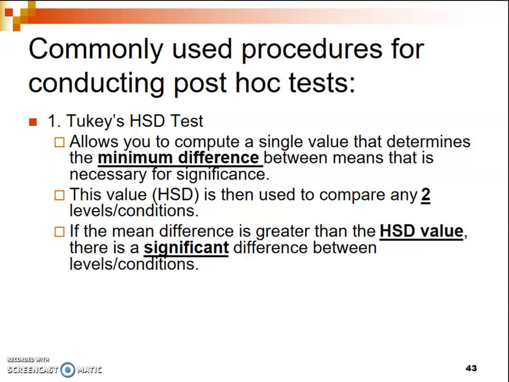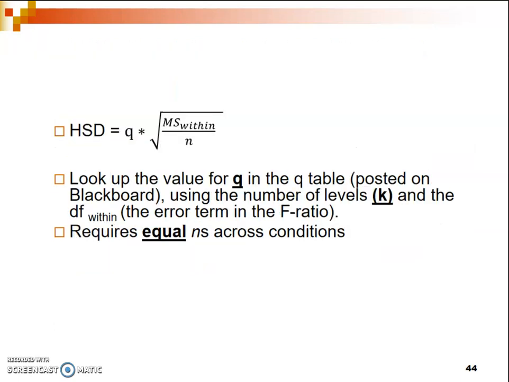So let me first tell you how to actually calculate that HSD value. So our formula for HSD is going to be, you take Q, which is a value that has to be looked up, okay? So make sure you make good note of that. That Q comes from a different table, and we are actually only going to use this Q table for this purpose of the Tukey test. So we'll have to look up that value for Q in the Q table, which is available on Blackboard.